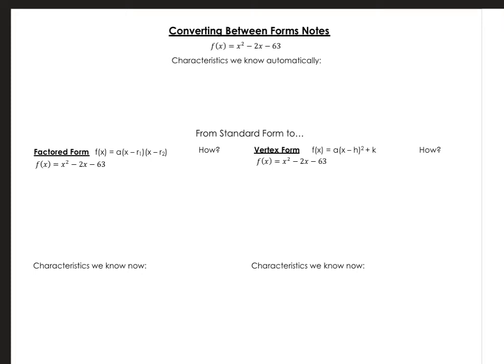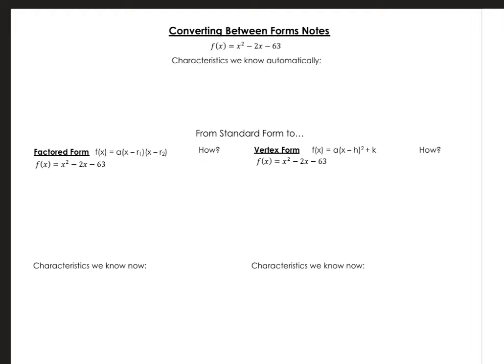In this lesson, we're going to learn how to convert between the different forms of quadratics. So remember that there are three different forms of quadratics that we've talked about. There's standard form, factored form, and vertex form. And as we learned in the previous lesson, each form tells us something a little bit different about the quadratic in terms of the characteristics.